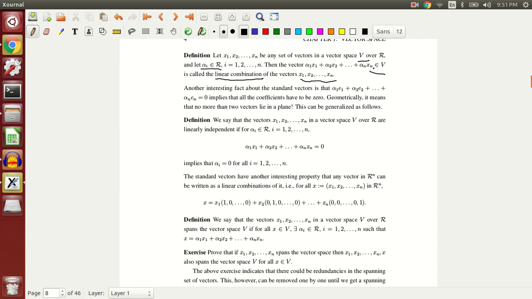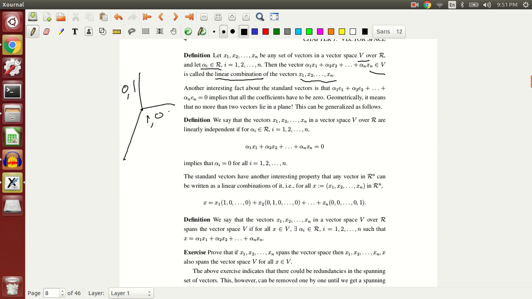Geometrically, it means that no more than 2 vectors lie in a plane. This is very interesting because if they are standard vectors, there are only 2 of them that lie in the plane: 1, 0, and 0, 1. So the third one protrudes out of the plane. This is not part of the plane. As a result, on a 2-dimensional plane, only 2 vectors lie on it as long as they are standard vectors.